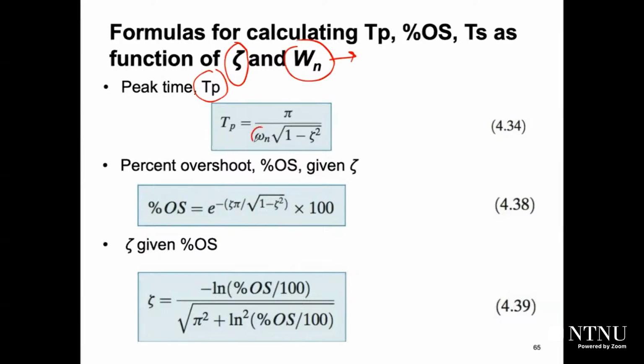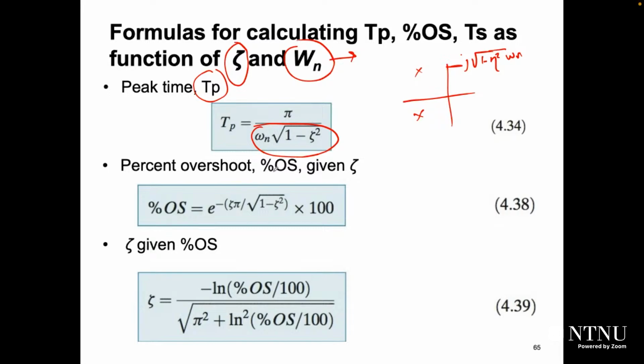In fact, this is the imaginary part of your complex conjugate poles. Those are my complex conjugate poles: j multiplied by square root of 1 minus zeta square multiplied by omega n. So the amplitude of this imaginary part is that part, and pi divided by that part will be the peak time.